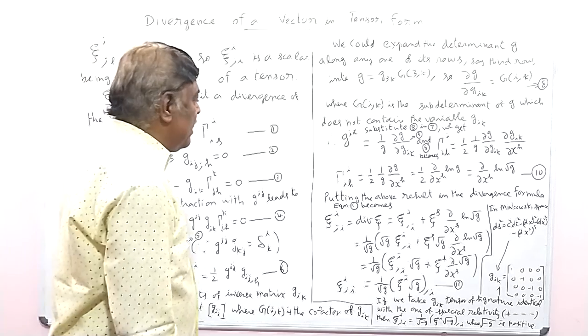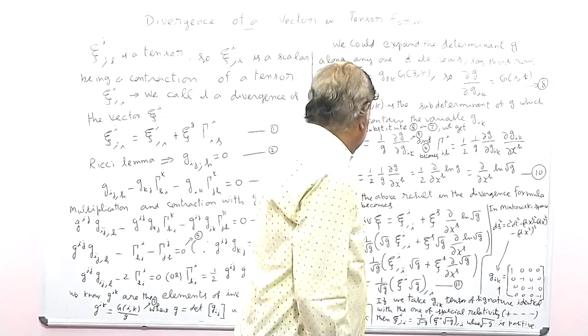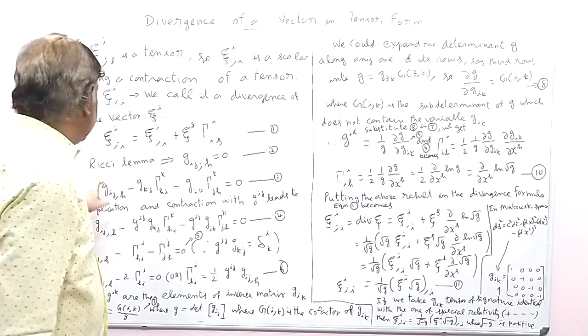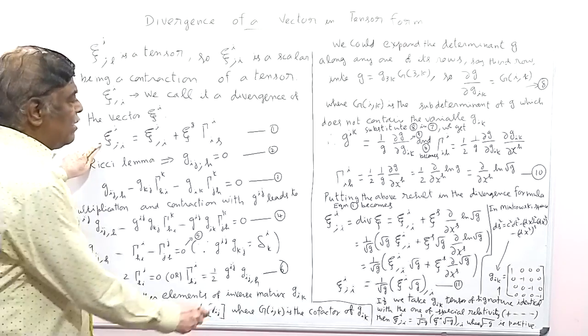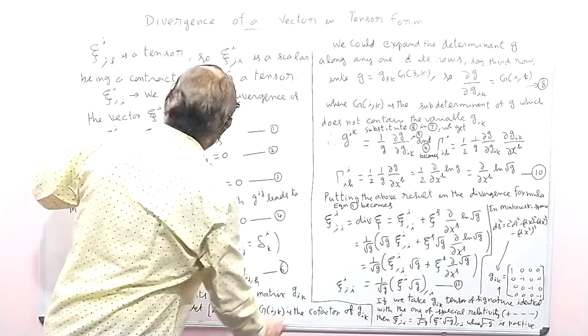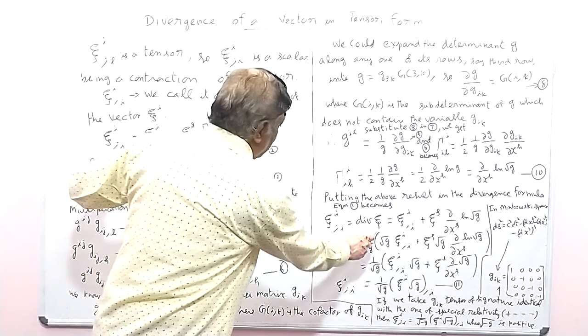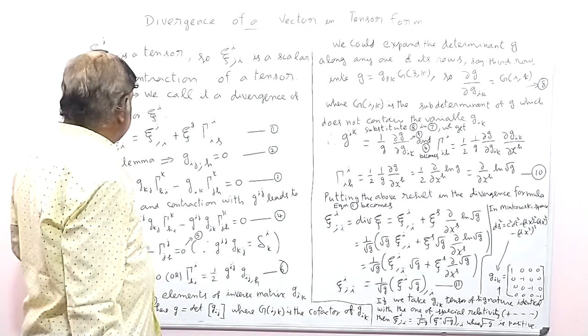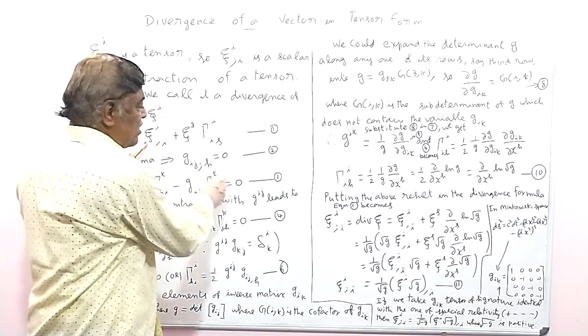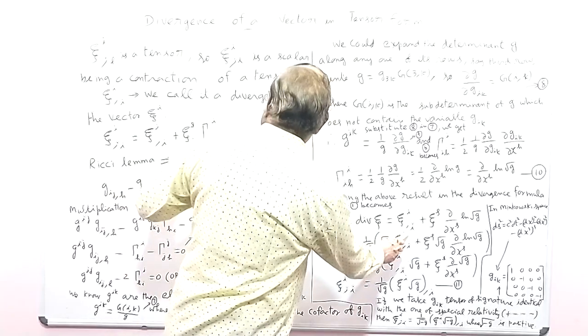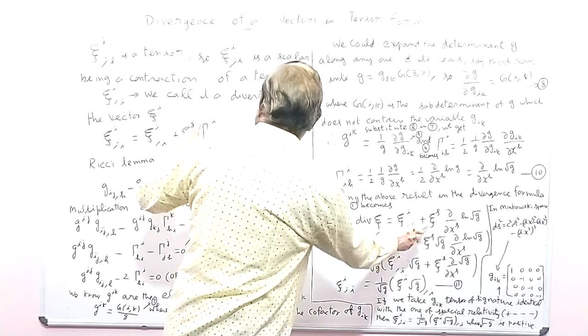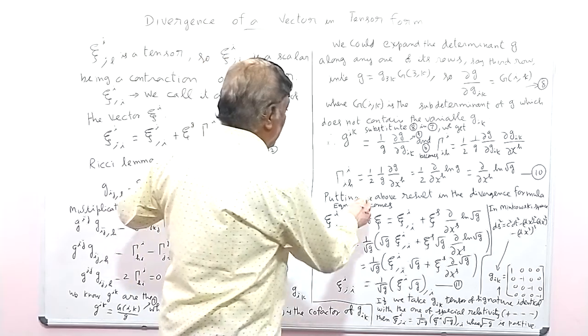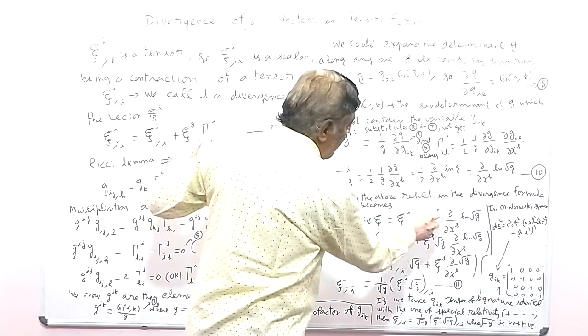Now putting this above result in the divergence formula. So this is the divergence formula. Psi i semicolon i, which is the divergence of psi, is equal to, according to the definition, first term psi i comma i, and the second term psi i gamma i, that we have already calculated. So substitute this value back here.